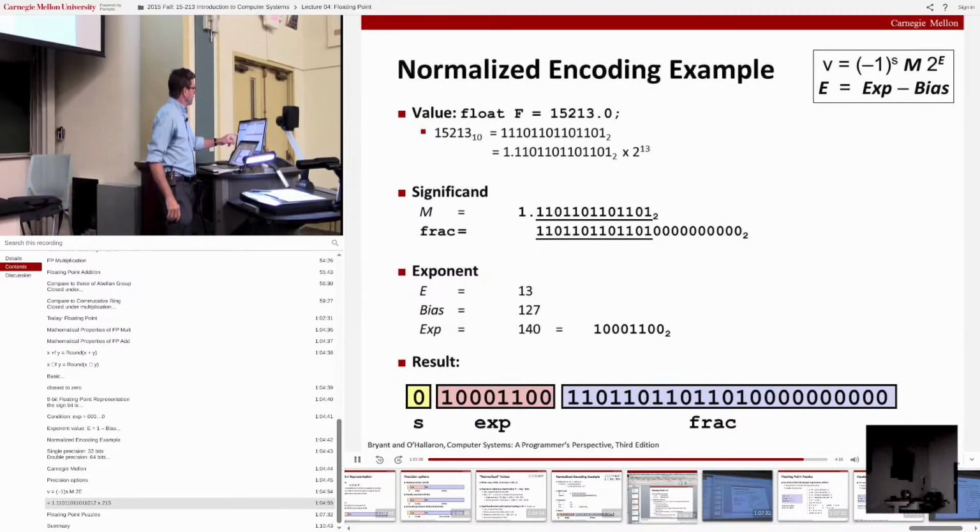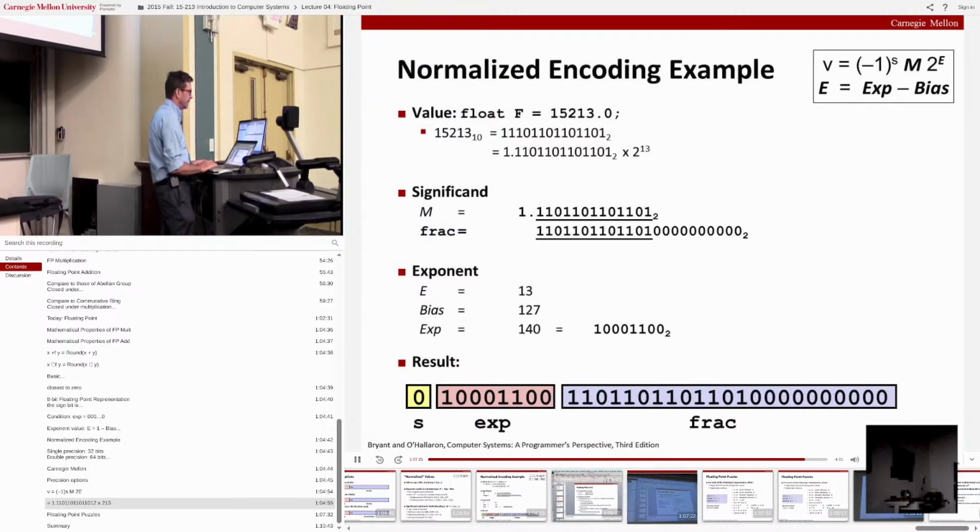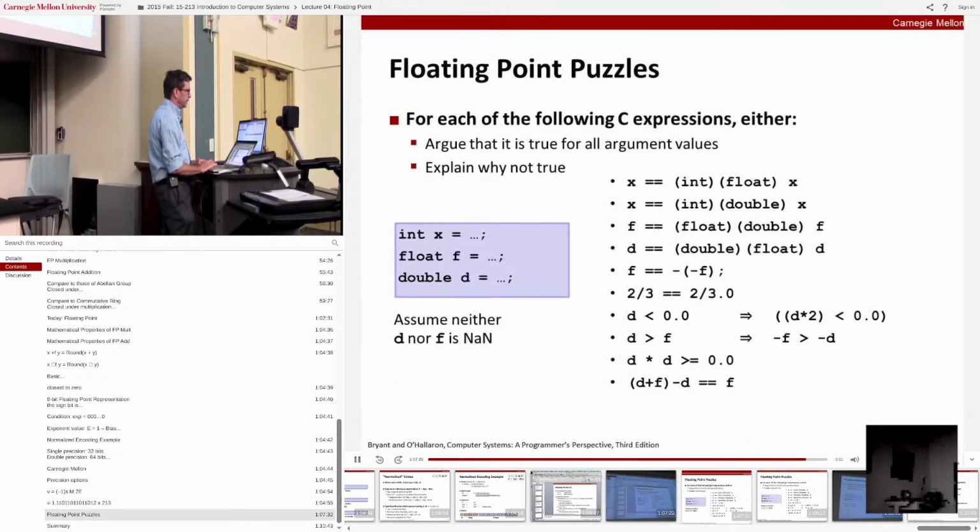All right, the final thing I want to do today is test your understanding by solving some puzzles about these properties of floating point numbers. Imagine that we have three values: x is an int, f is a float, and d is a double. And then we're evaluating these C expressions. So x, is x equal to int float x?